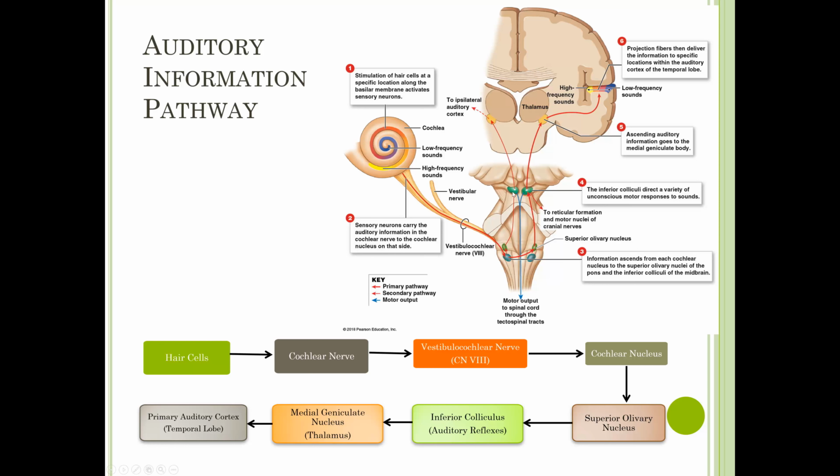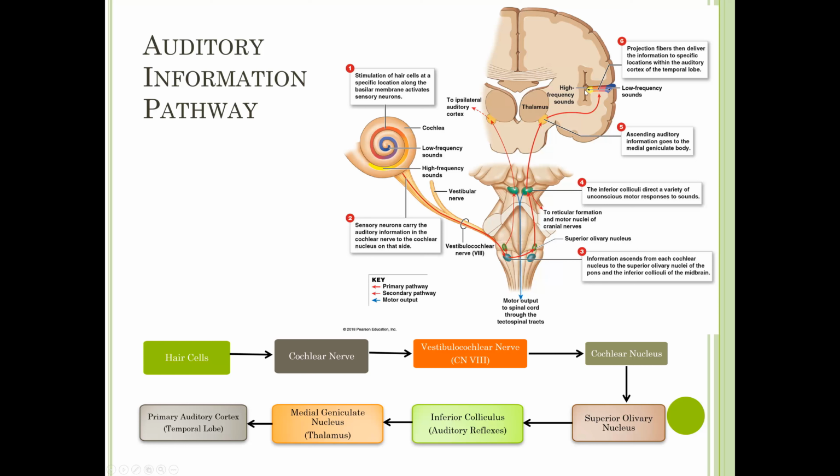From there, it's going to pass up to the medial geniculate nucleus, because all sensory information except for olfaction passes through the thalamus. Keep in mind that vision goes to the lateral geniculate nucleus and auditory information goes to the medial geniculate nucleus. From there, it's going to go up to the primary auditory cortex in the temporal lobe.